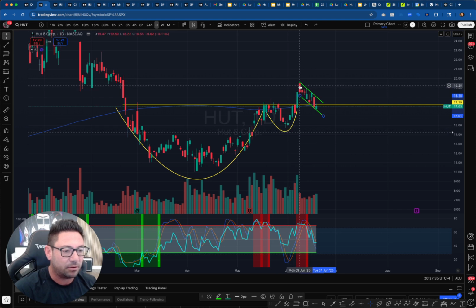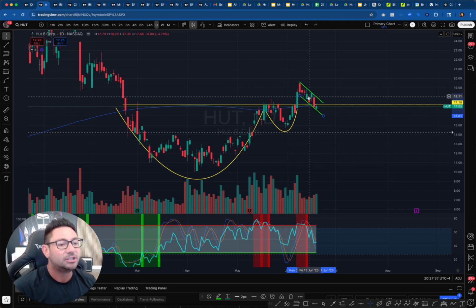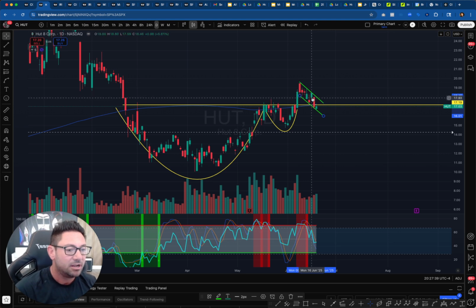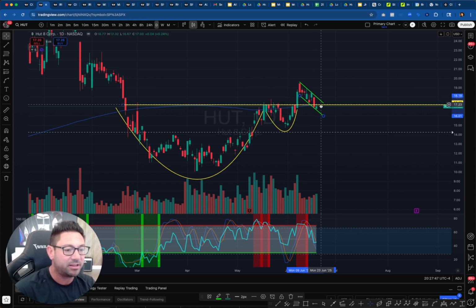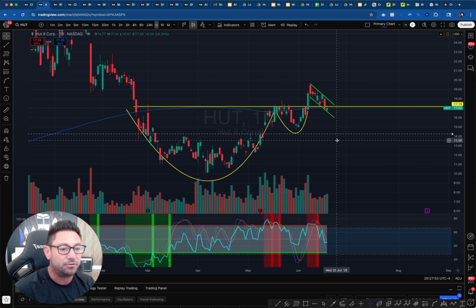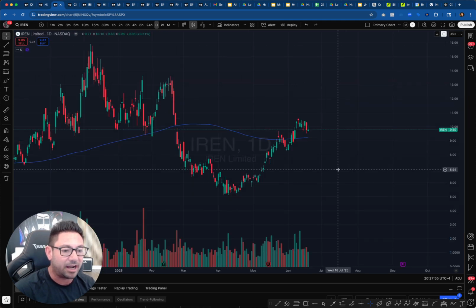But that's a flagpole, and that is a bull flag. So to me, this is bullish consolidation. It's about as steep as you kind of want to see it, right about a 45-degree angle. We don't want it much steeper than that. So I still like it as a bull flag, and there you have it. So that's HUT, H-U-T. Next one up is IREN.